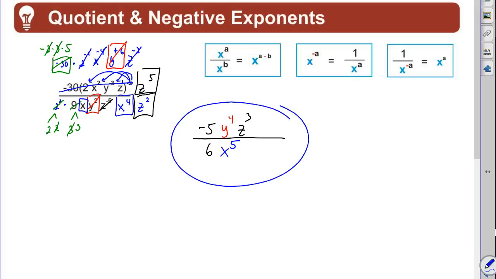There you go. Looked complex, I know. But really, if you just take it a step at a time, you'll be able to figure it out.